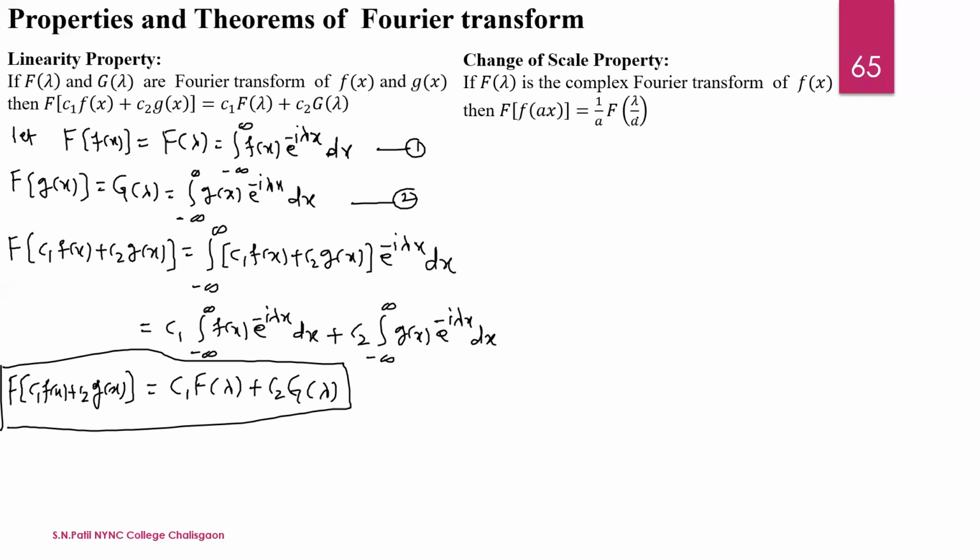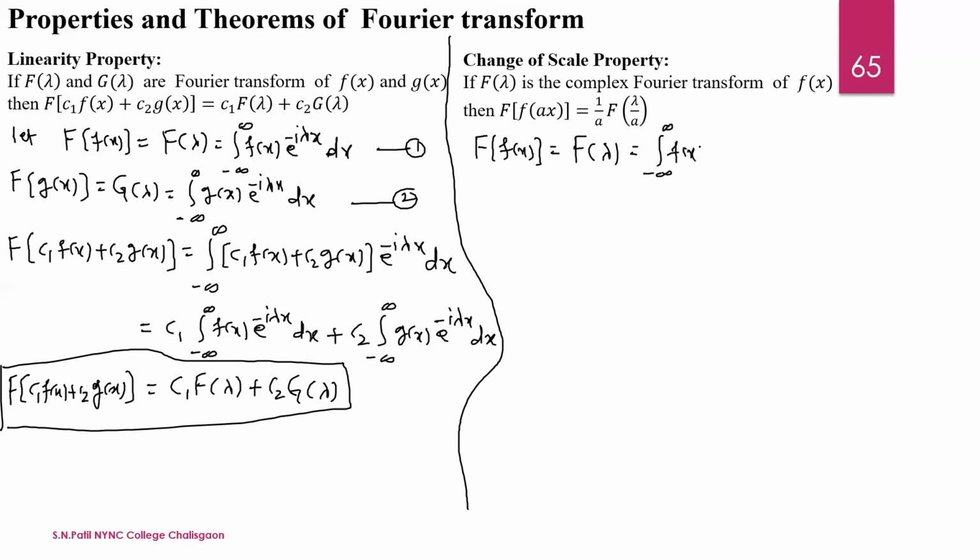So first of all we write the formula for Fourier transform and apply it to the given property. The Fourier transform of the given function f(x) is denoted by capital F(lambda) and defined by the formula: integral from minus infinity to plus infinity of f(x) e to the power minus i lambda x with respect to x, say equation number 1. That is the Fourier transform of f(x). Now similarly we find the Fourier transform of f(ax).